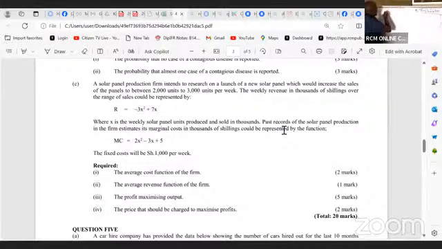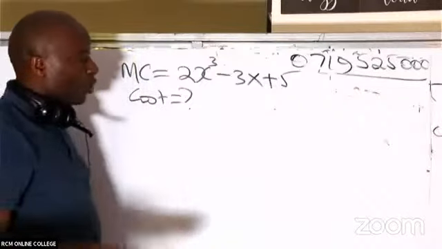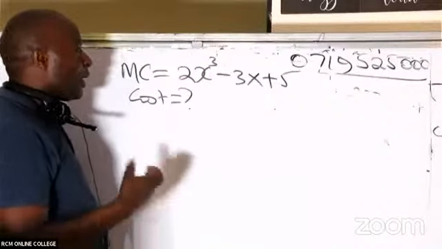This examiner has given us the marginal cost as 2x cubed minus 3x minus 3x plus 5. And then he wants us to come and give him the total cost. So the question is, how shall we be able to get the total cost first before we go to the average cost? So it's very easy.